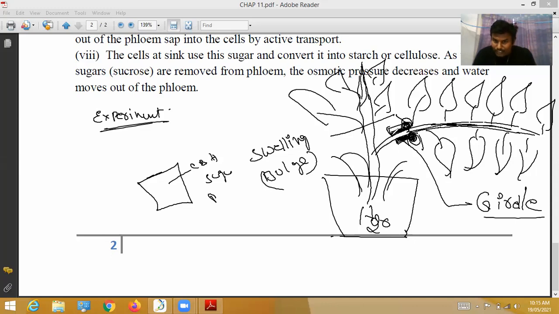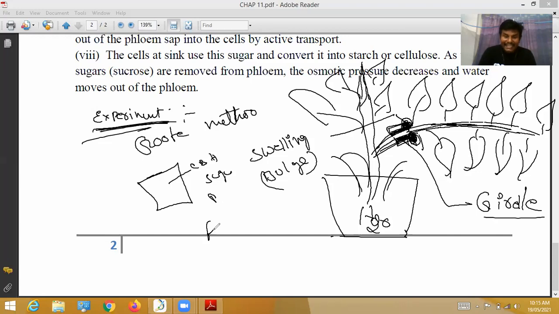When we remove this bark, the food material is not transferred past this region. The food material is blocked here only, so due to the blockage of food material, it appears to swell or bulge. This indicates that it contains food material. This is called the girdling experiment, or air layering method.